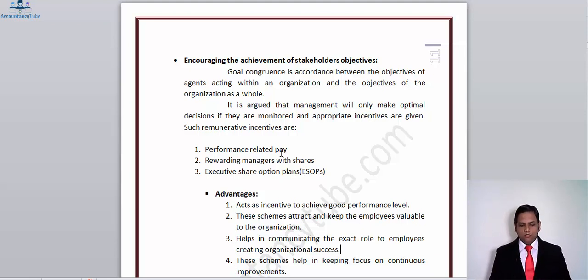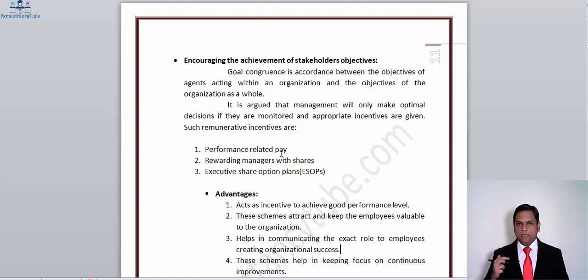It is argued that managers will only make optimal decisions if they are monitored and appropriate incentives are given. Now it's only basic that in order to motivate the senior management, you need to keep some sort of incentives for them. It's on the basic principle of reward and punishment. If they are to be criticized for the bad decisions that they take at the board level, they should also be appreciated and rewarded if they move the company in the right direction.